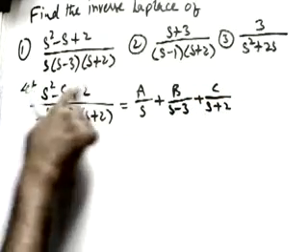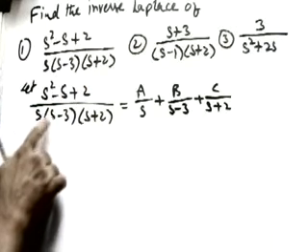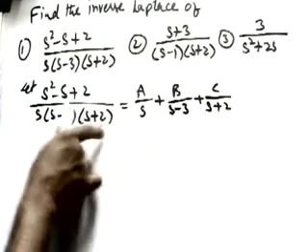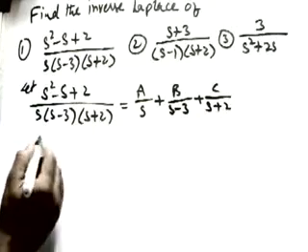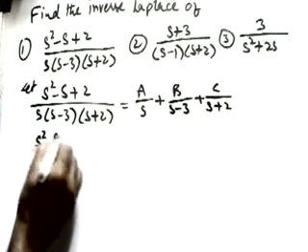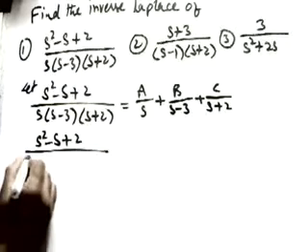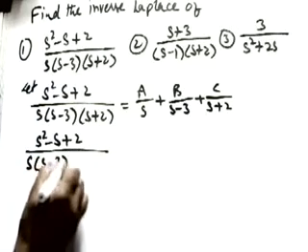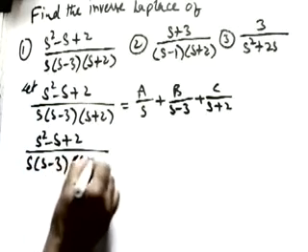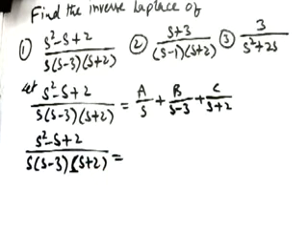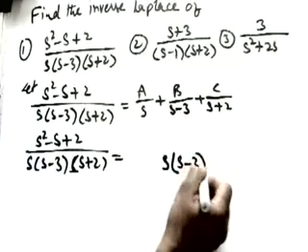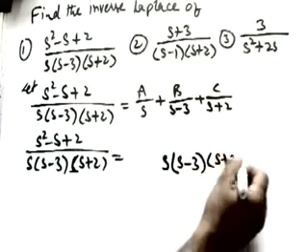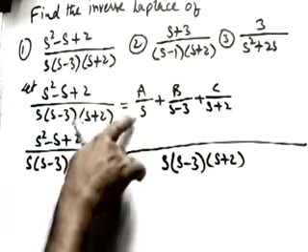If the fractions are proper fractions, whatever the numerator, no problem. You just take A for this, B for this, C for this. Now you write this as it is: s square minus s plus 2 divided by s into s minus 3 into s plus 2. Now take the LCM here: s into s minus 3 into s plus 2.